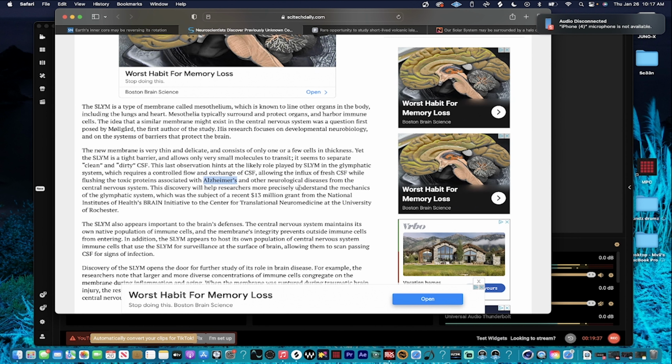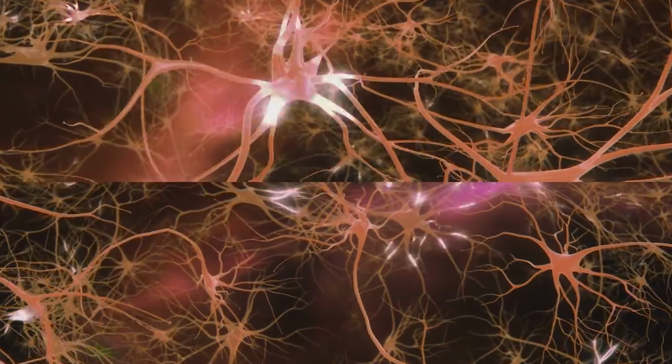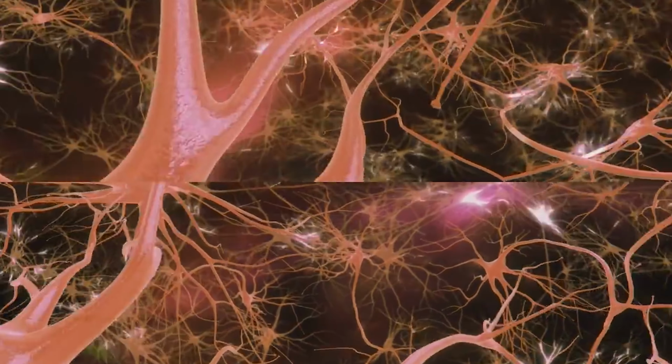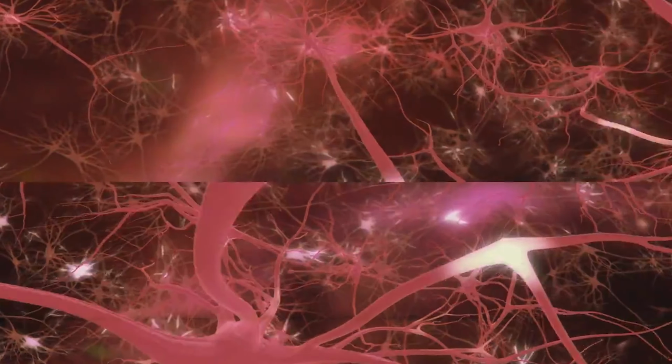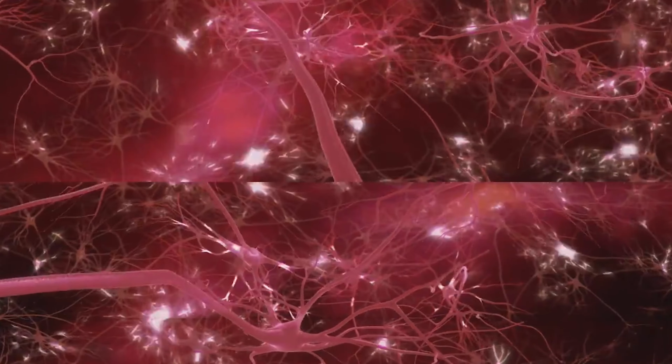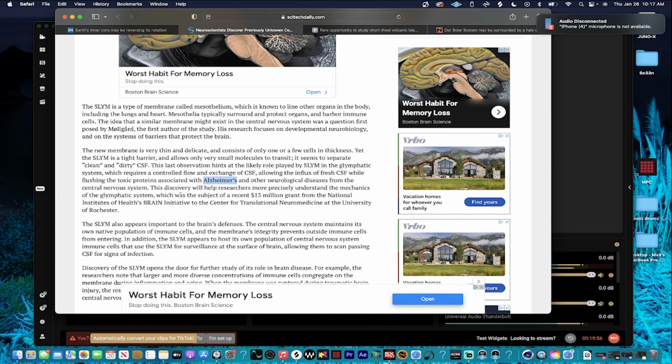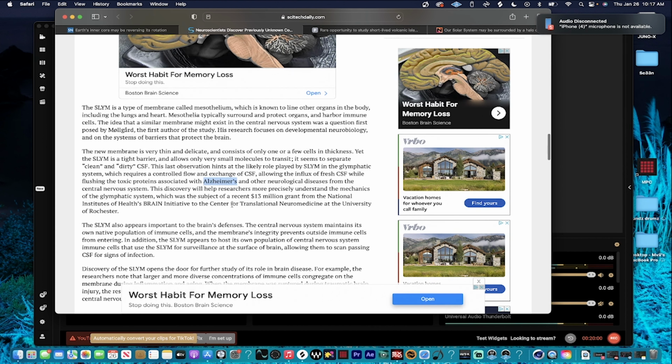Alzheimer's and the other neurological diseases from the central nervous system. Obviously, if you're gonna mess up the neurons that send signals throughout the rest of the brain, you're gonna feel that. Which was the subject of a recent $13 million grant from the National Institutes.